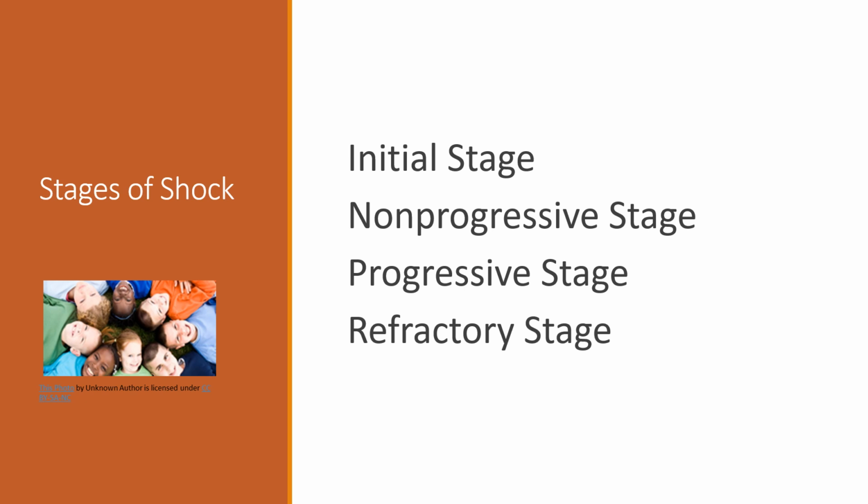We will see initially a decrease in the mean arterial pressure, or the MAP, of 5 to 10 millimeters of mercury from the baseline value. We have increased sympathetic stimulation, mild vasoconstriction, and an increased heart rate.